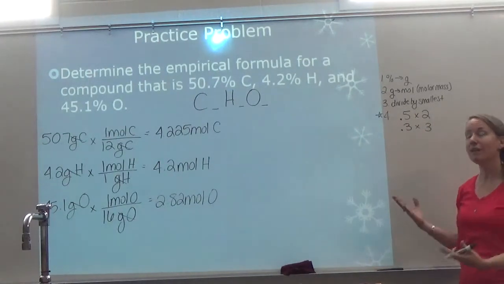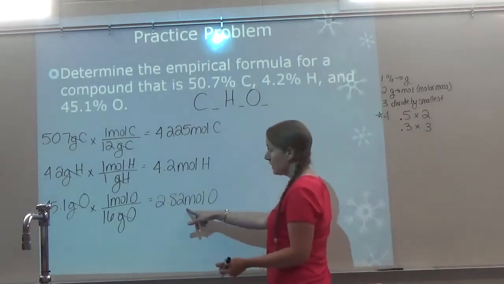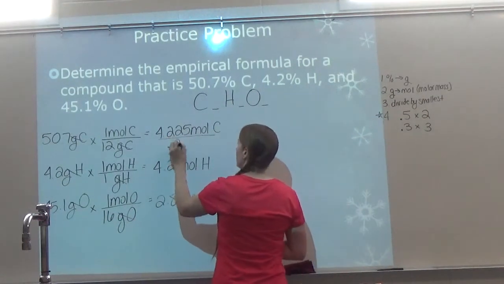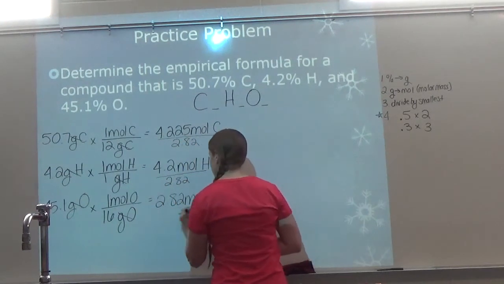Again, don't stop here and start trying to figure out what to do with your decimals. You haven't done step 3 yet. Step 3 says divide by the smallest. So what's the smallest? The 2.82. So I'm going to divide each one by 2.82.